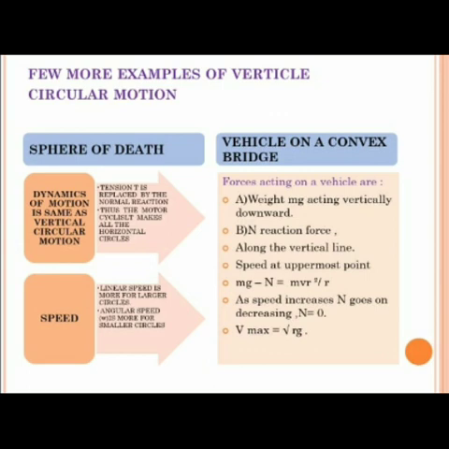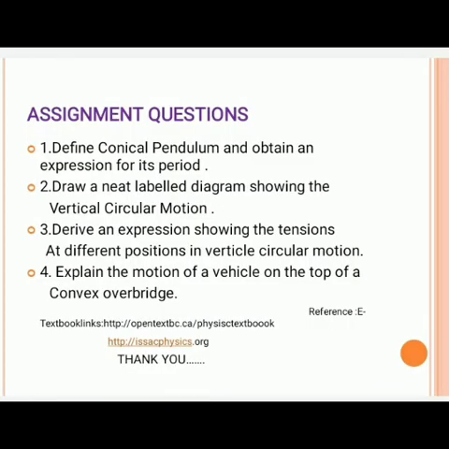So students, we complete all the examples that were related to the vertical circular motion in this part 2 of rotational dynamics. Let us move on to the assignment questions which are mentioned here. First, define conical pendulum and obtain its expression. Try to make a neat labelled diagram of vertical circular motion. Thirdly, you can derive an expression showing the tensions at different positions in vertical circular motion. Finally, the motion of a vehicle on the top of a convex overbridge. That is the last diagram which I have shown you.